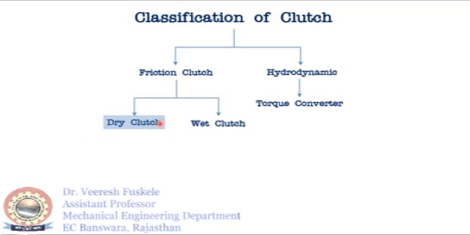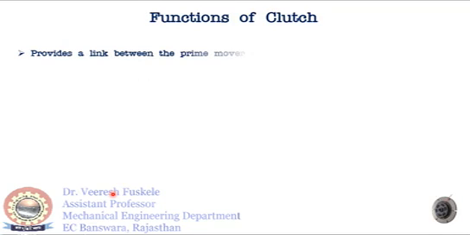Now, what are the functions of the clutch? Let us see. The first function of the clutch is to provide a link between the prime mover and the transmission. That is very important function. So we have already seen this, that the clutch is connected between the prime mover and the transmission.